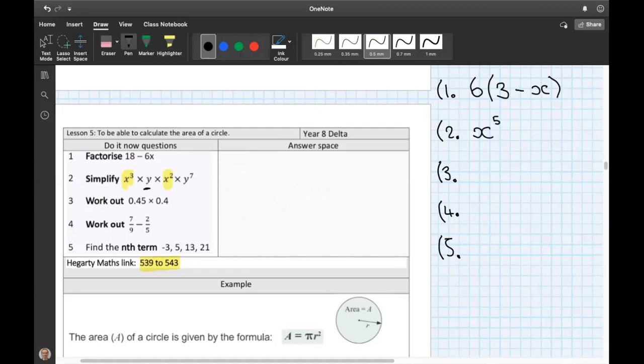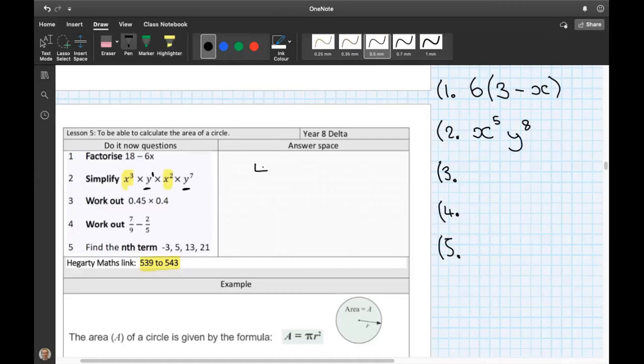We're now having a look at our y's. Y on its own is the same as y to the power of 1. We're multiplying our terms, so we will need to add our powers together. 1 add 7 gives us 8. So it's y to the power of 8.